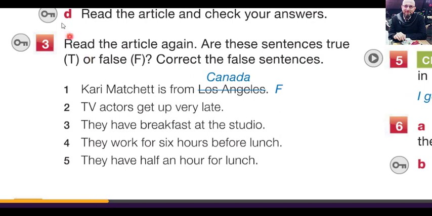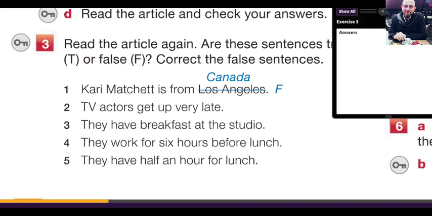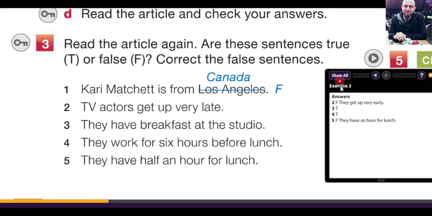Okay, so let's see the answers. Number two, TV actors get up very late. False. They get up very early. Number three, they have breakfast at the studio. True. They have breakfast in the makeup room, but the makeup room is in the studio. Four, they work for 6 hours before lunch. True. Five, they have half an hour for lunch. False. They have an hour for lunch.